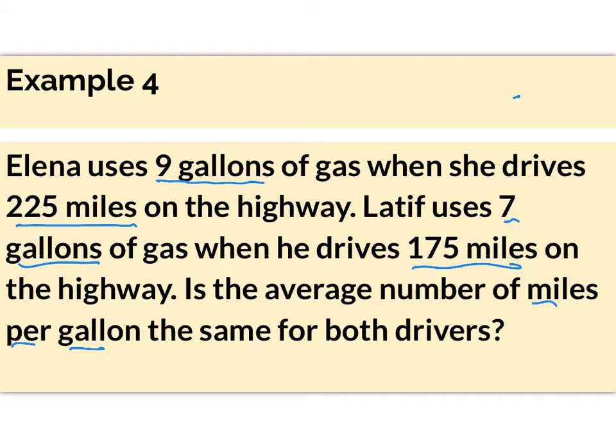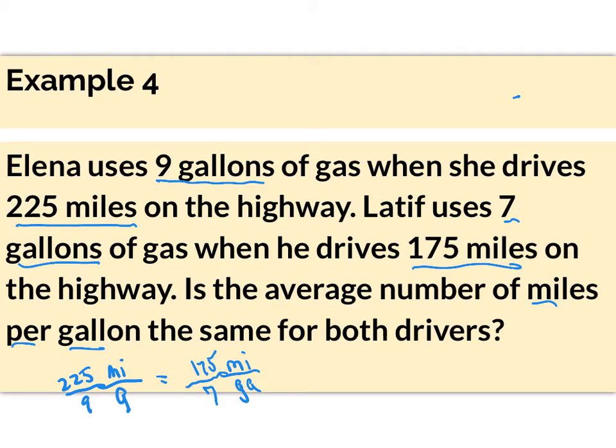Miles per gallon is the answer. So that means miles go on top and gallons go on the bottom. Miles on top and then gallons on the bottom. And if you put the numbers in, 225 goes with 9 and 175 goes with 7.